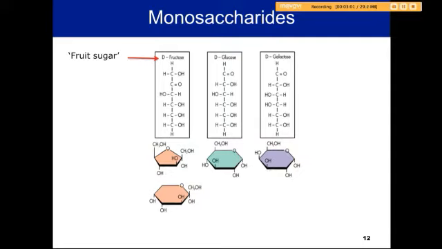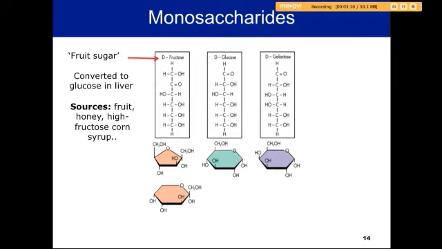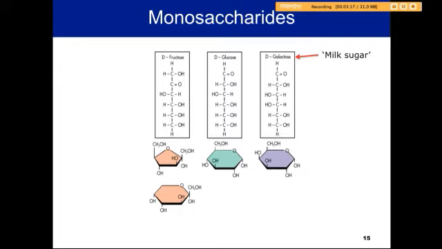For example, fructose is known as the fruit sugar. It's converted to glucose in the liver once it's absorbed by the body. Sources are fruit, honey, high fructose corn syrup. Galactose is the milk sugar. It's never found alone. It's always attached to a glucose molecule to form lactose. It's also converted to glucose in the liver once it's absorbed by the body. Glucose is the sugar that the body uses. It's fuel for the brain. It's also the sugar that travels through the bloodstream.